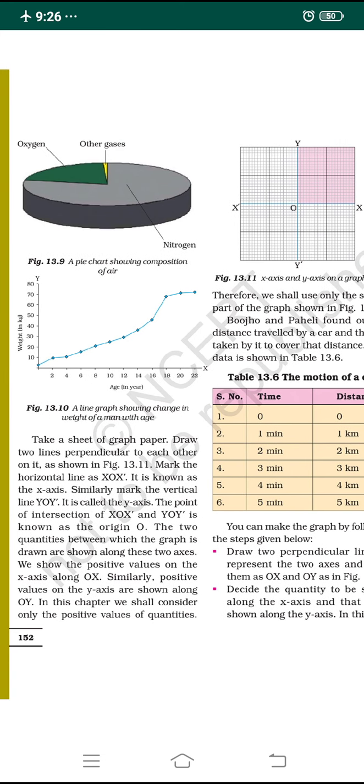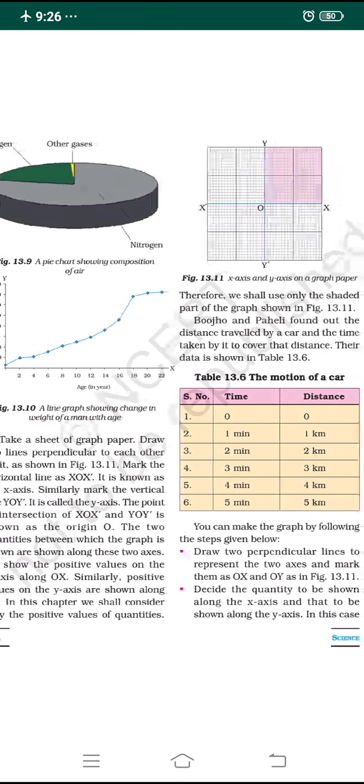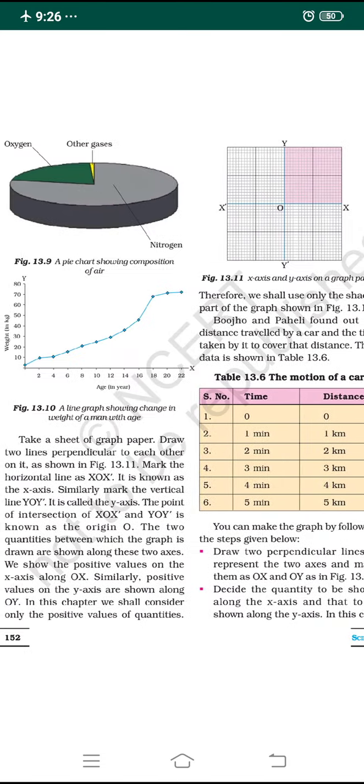The two quantities between which the graph is drawn are shown along these two axes. Which are the two quantities you are going to draw? Those quantities have to be shown in the graph, along the horizontal and vertical axes.